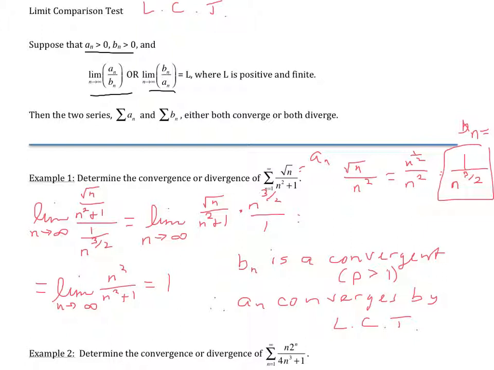So pick a series, take the limit of the quotient of the two series. If it comes out to be positive and finite, then whatever the one you chose does, the other one will do as well. Now, I didn't go through the motions of checking that the two series would be positive, and you really do need to do that. In my work, I would show that a sub n is greater than 0 and that b sub n is greater than 0. You could do it all in one statement, and that's fine.